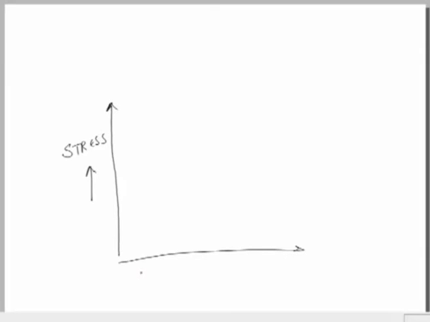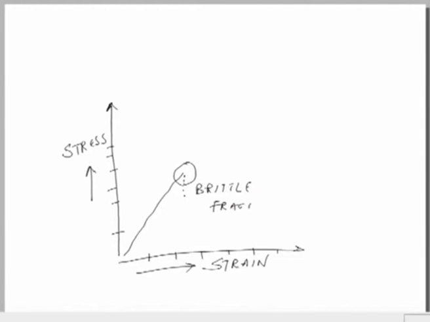So, on your screen you can see that if we plot a stress strain curve for a ceramic material, it will be something like this, and then the load would come down, that is brittle fracture would take place.